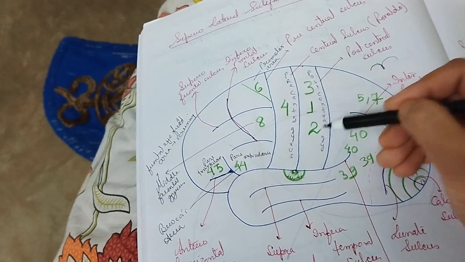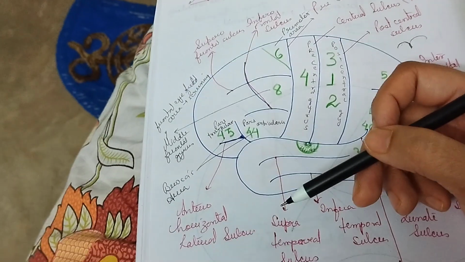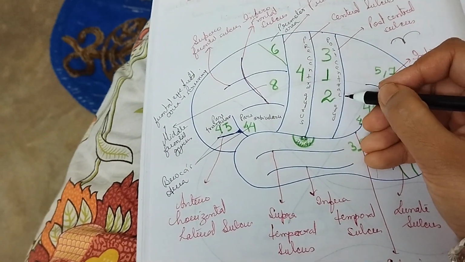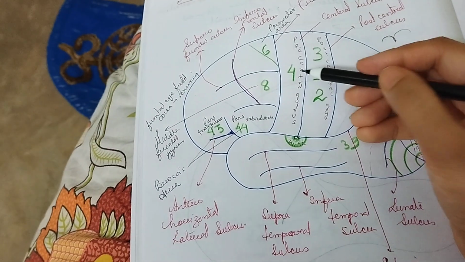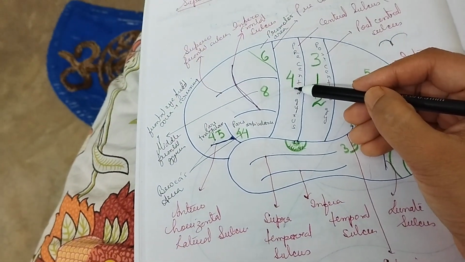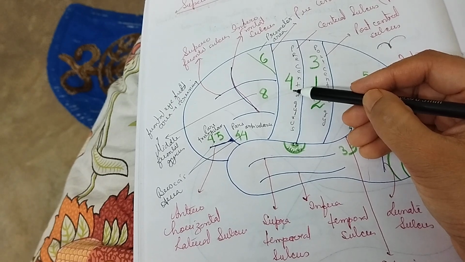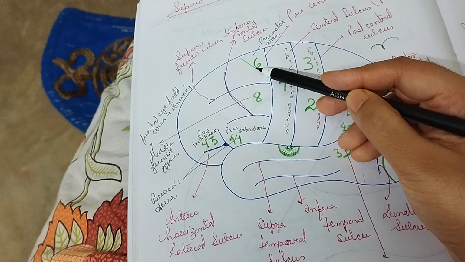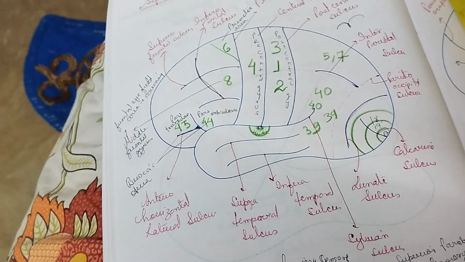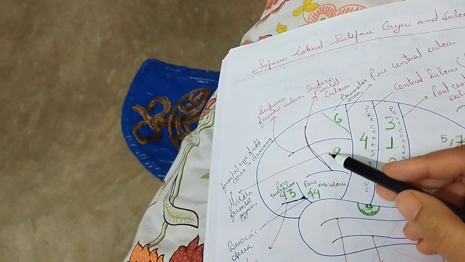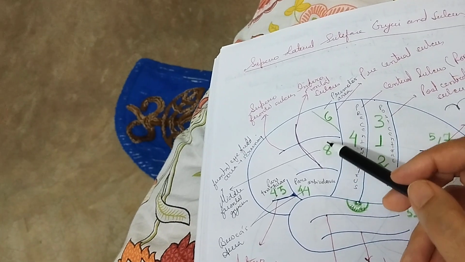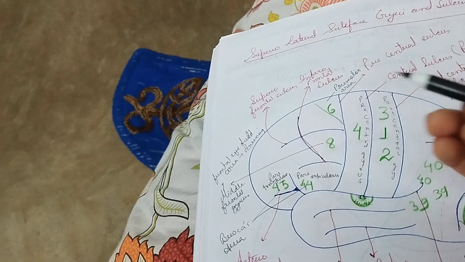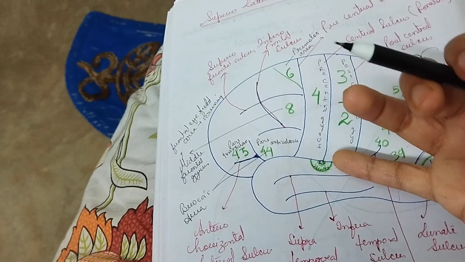This is area 3, 1, 2. Areas 3, 1, 2 are in the postcentral gyrus, and this is mainly associated with the primary sensory area. Area 4 is located on the precentral gyrus, and this is area 6, which is the premotor area. Area 8 is located in the middle frontal gyrus, and this is usually associated with the frontal eye field and vision screening.